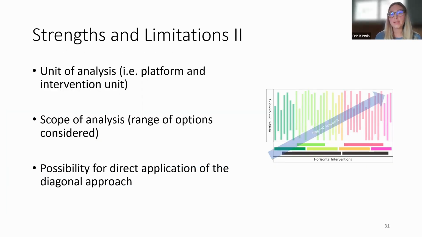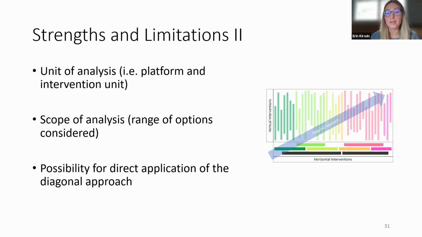So there's some other strengths and limitations beyond those in the prior slide that I want to discuss. So as I said earlier in the presentation, when I introduced the diagram for the diagonal approach, which is included here for your reference, the approach can be applied to different units of analysis. I think of this as a strength more than weakness, but there could be challenges in defining things empirically where different units of analysis would require different types of assumptions.